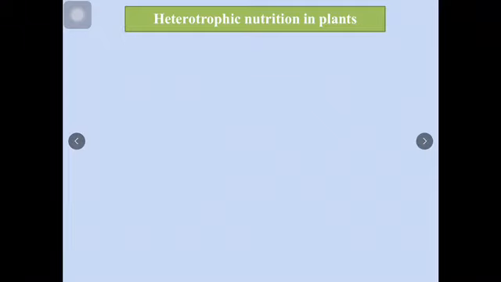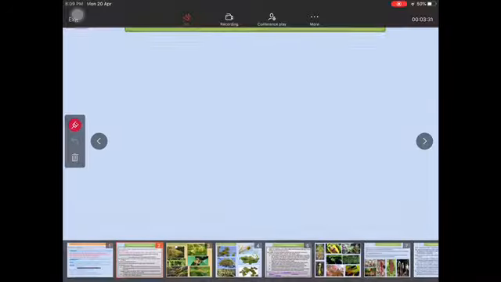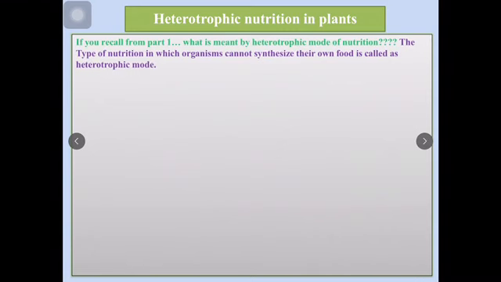Heterotrophic means other. Trophic means nutrition. I had told you this in the online class also. Heteros means other living things and trophos means nutrition. So when a living organism depends on other living organism for its nutrition, then it is termed as heterotrophic. Find the term heterotrophic nutrition. If you remember from part 1, the type of nutrition in which organisms cannot synthesize their own food are called as heterotrophic mode of nutrition.